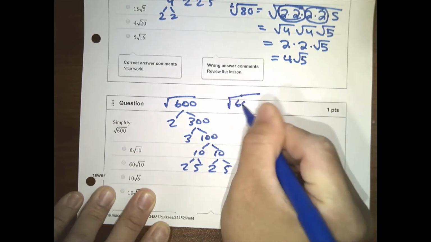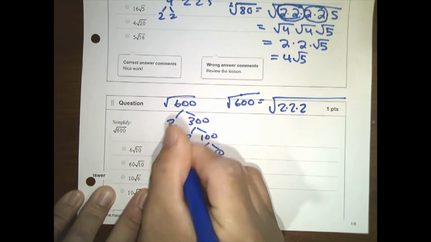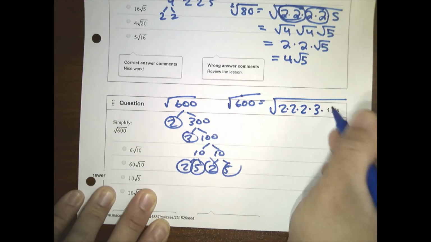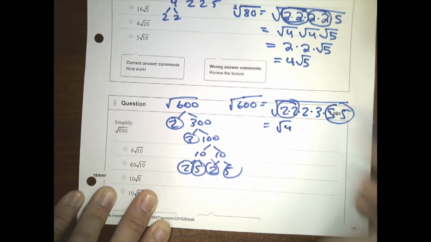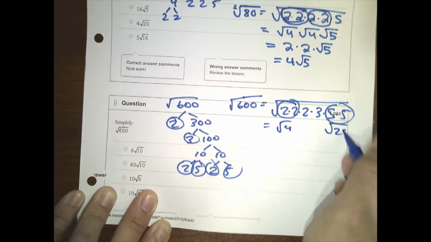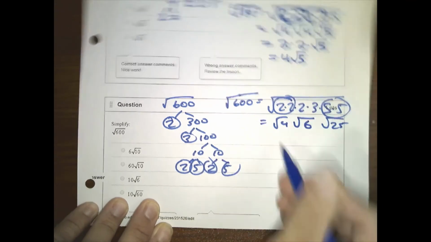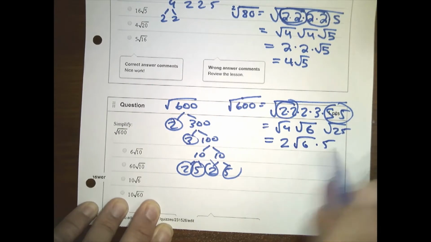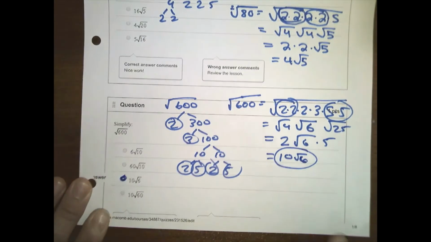So square root of 600 is the square root of 2 times 2 times 2 times 3 times 5 times 5. All right, so we have square root of 2 times 2, so that's square root of 4. And then there's another group of 2, so I have square root of 25. And then here I just have square root of whatever else is left. 2 times 3 is 6. So square root of 4 is 2. Square root of 25 is 5. And then I have 2 times 5 is 10. So 10 square root of 6. What a time to be alive. There's my answer. All right, let's try again.